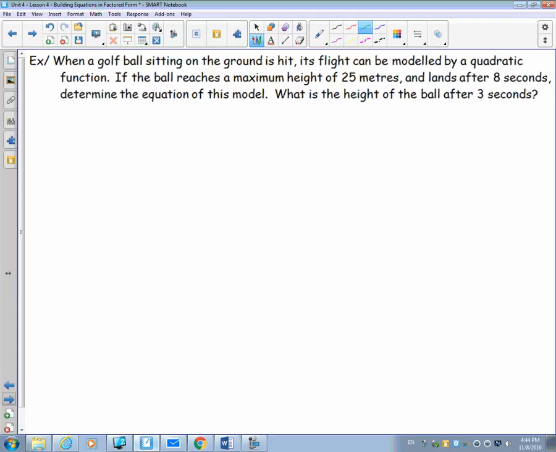We got a golf ball sitting on the ground. Okay, here's my ground, here's my golf ball. It gets hit. It's likely modeled by a quadratic function. Well, common sense says balls go up, ball comes down. Okay, the ball reaches a maximum height of 25 meters and lands after 8 seconds. Figure out the equation. Well, before I figure out the equation, let's turn this into an axes problem.